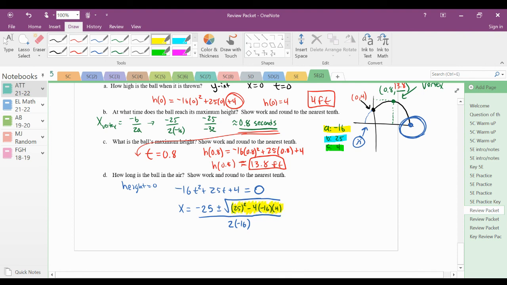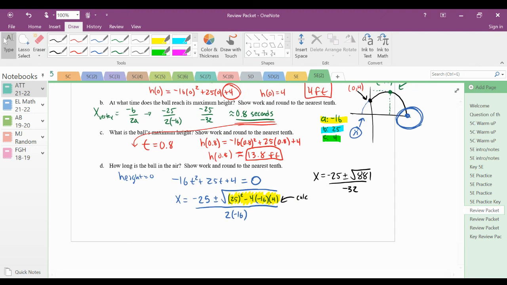Now I'm going to focus just on that chunk inside the square root. So I know it's going to be x equals negative 25 plus or minus the square root of something, all divided by, I think that's negative 32 if I multiply 2 times negative 16. So we've got to figure out, well, what's underneath that square root? I'm going to type that into my calculator, right? I'll put that highlighted part right into the calculator: 25 squared minus 4 times parentheses negative 16, parentheses 4, and I get 881 underneath that square root.